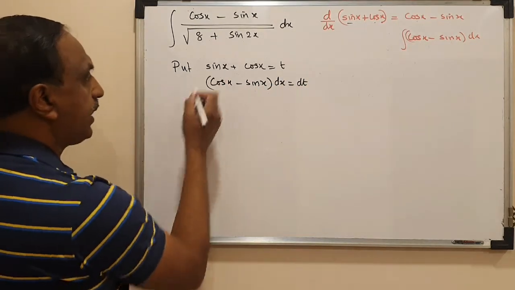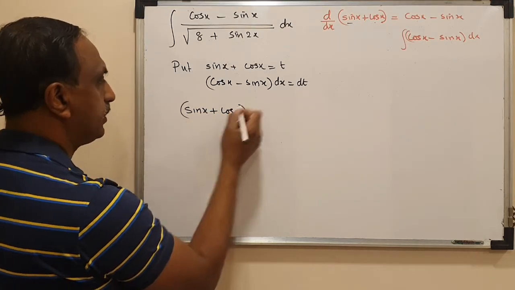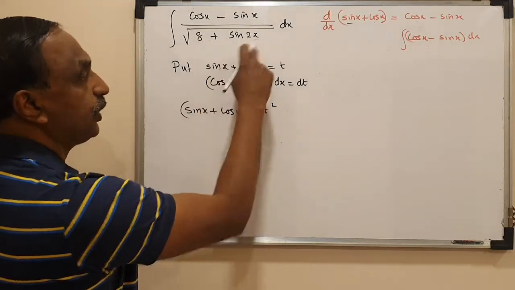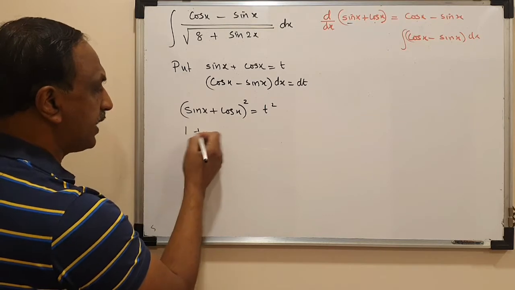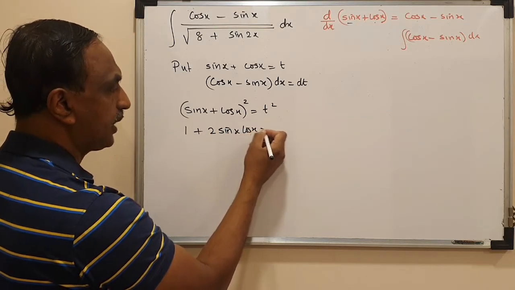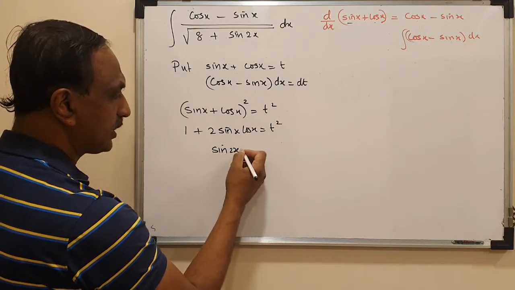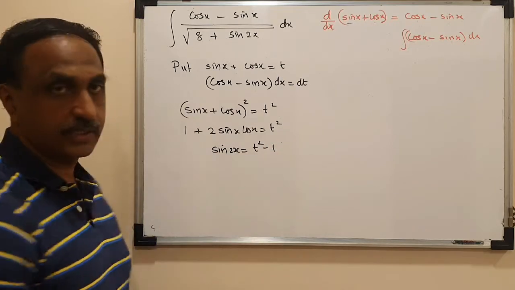Then I will square this. Sin x plus cos x the whole square became t square. For what purpose am I squaring? To convert this also into t. When you expand this, sin square x plus cos square x is 1, 2 sin x cos x, becomes t square. That became sin 2x is t square minus 1. This is sin 2x. The 1 came to the left hand side.